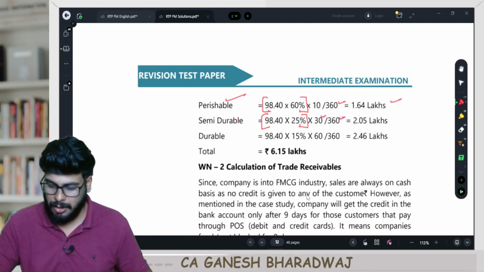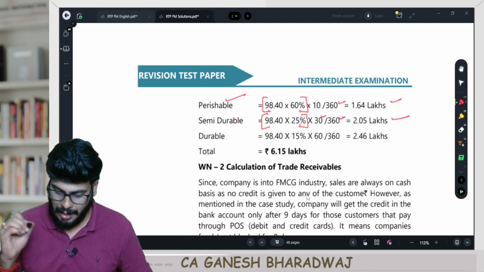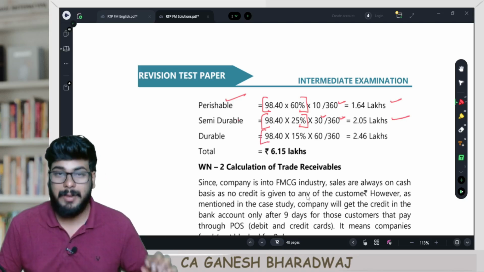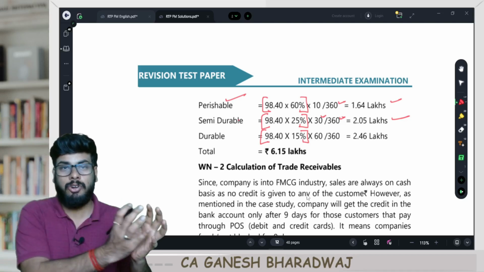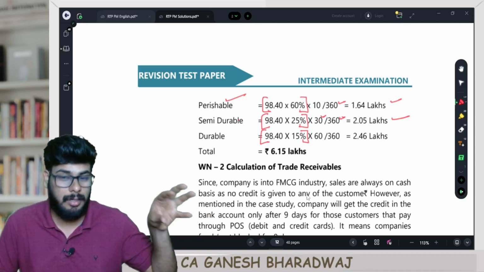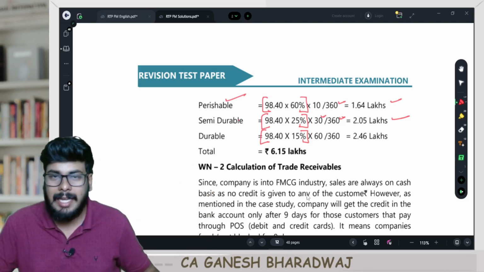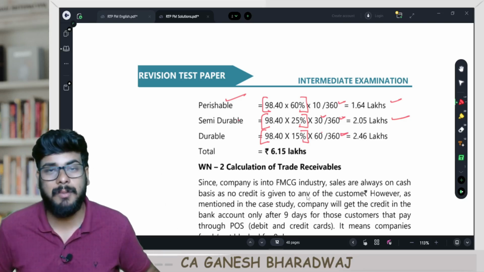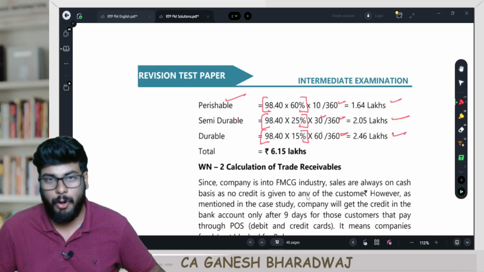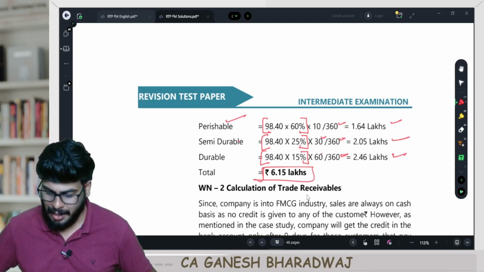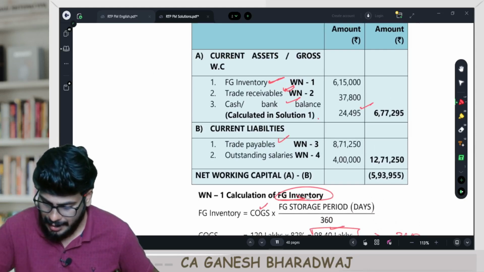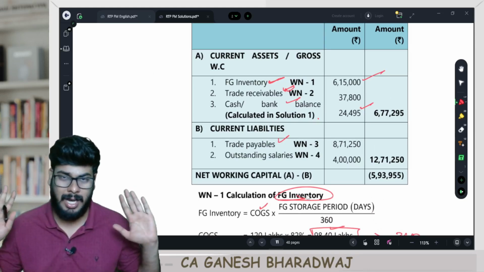How much is it for 30 days? You get 2.0405 lakhs. Similarly, for durable, it's going to be 98.4 lakh into 15%. That is going to be the total cost of goods sold incurred for durable products. If that is for 360 days, how much is it going to be for 60 days? It's going to be 2.46 lakh. You add the 3, you get a total of 16.15 lakh, which can be populated here as 16 lakh 15. Are you clear for this?